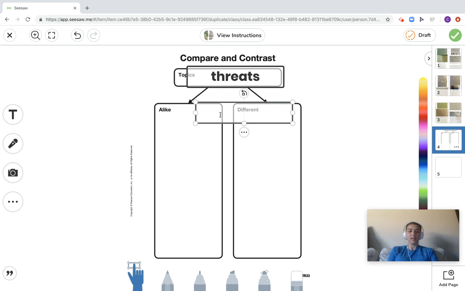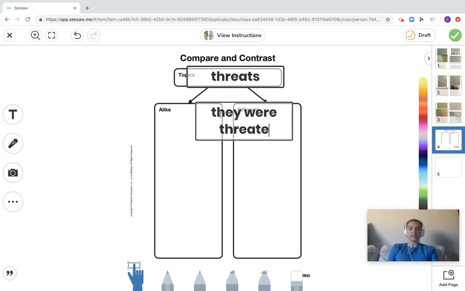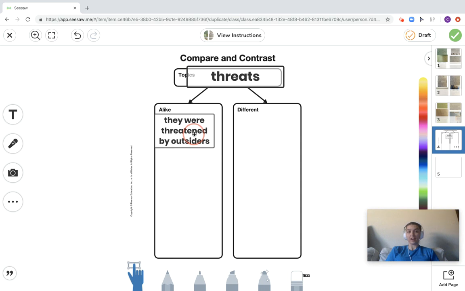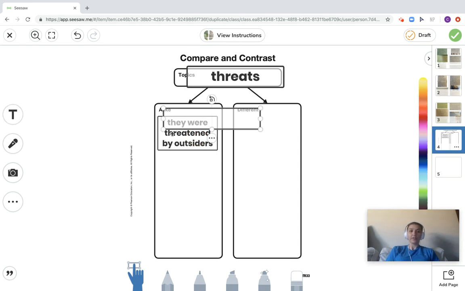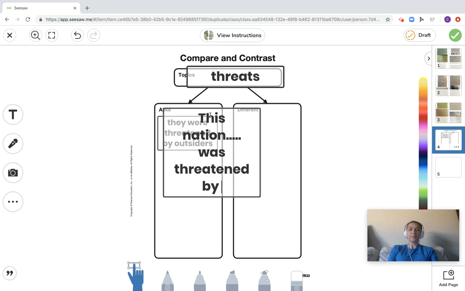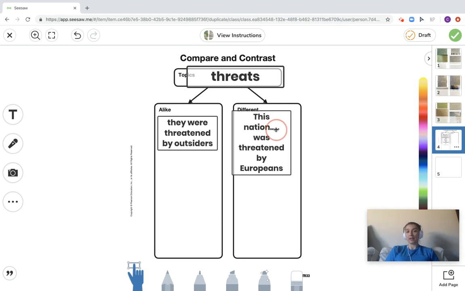So you could say, they were threatened by outsiders. That's something that both were threatened by. That would be how they are alike. Okay. On the different side, maybe it's this nation, and you can tell me which one, I'm not going to tell you, was threatened by Europeans. Okay. That would be how they were different because maybe not both tribes were threatened by Europeans.